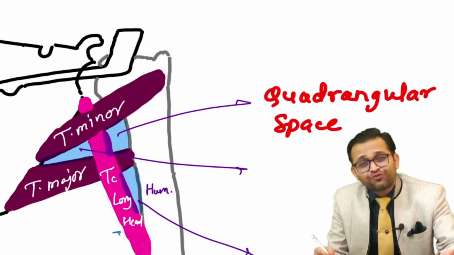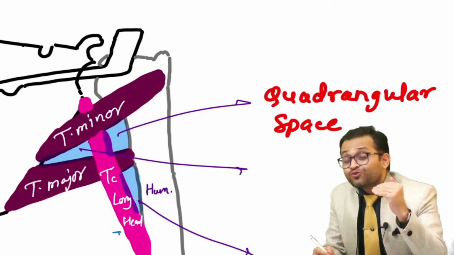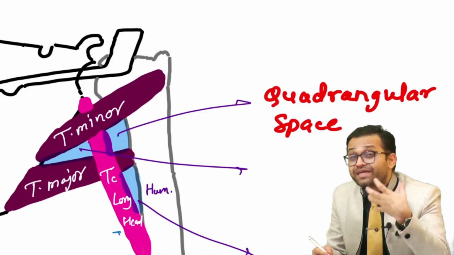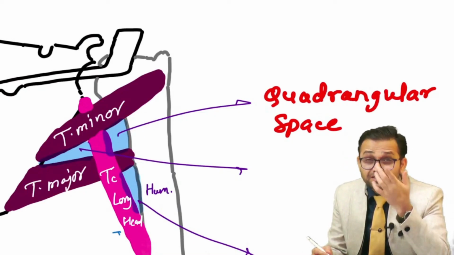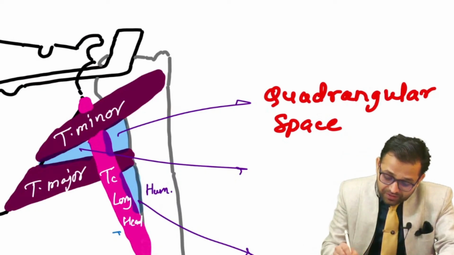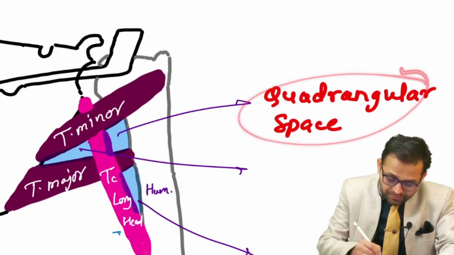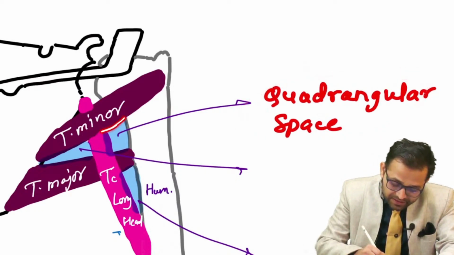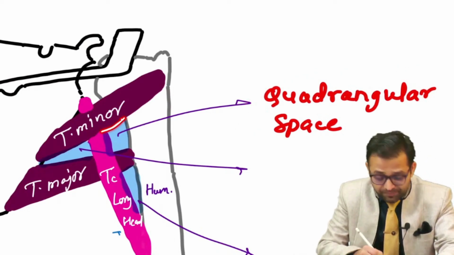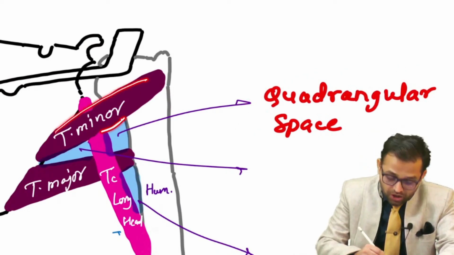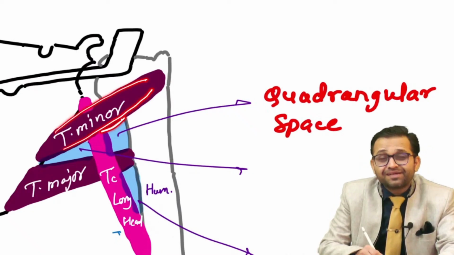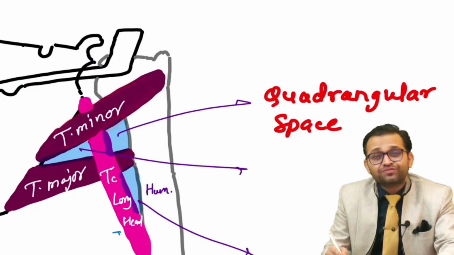So beautiful, no need to mug up. Now come, let us make it a little more complicated, let us understand the textbook language. When you learn the textbook, you will see our quadrangular space: upper border is formed by teres minor. Can you tell me which border? Upper border of the teres minor or the lower border of the teres minor? Answer is the lower border of the teres minor.